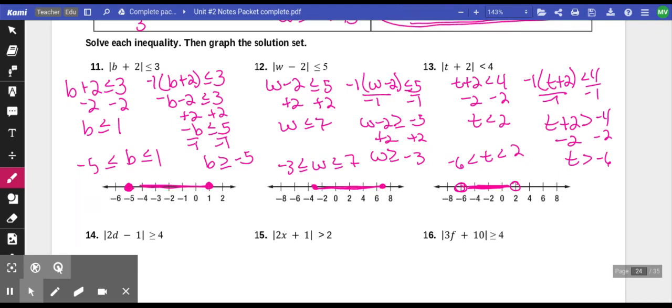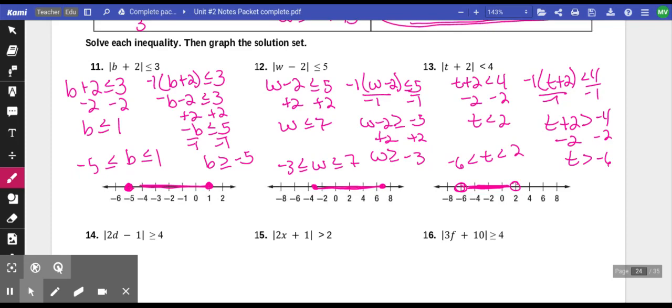12, my two inequalities are w minus 2 is less than or equal to 5, then -1 times (w minus 2) is less than or equal to 5. Solved, and my solution set is -3 is less than or equal to w is less than or equal to 7, which I graphed. Same thing for number 13. t plus 2 is less than 4, -1 times (t plus 2) is less than 4. Got an and for my sentence, and I graphed it.